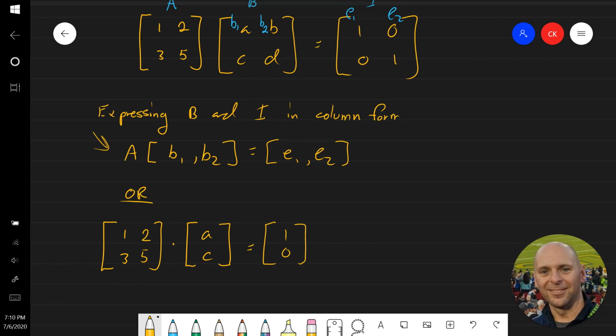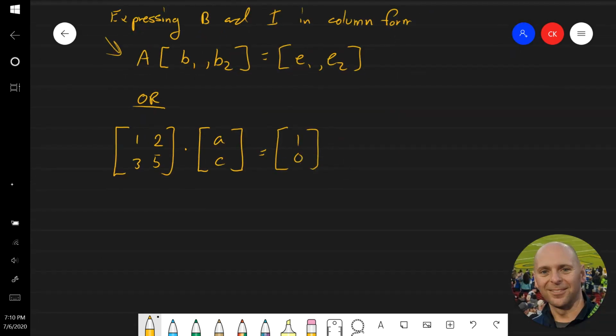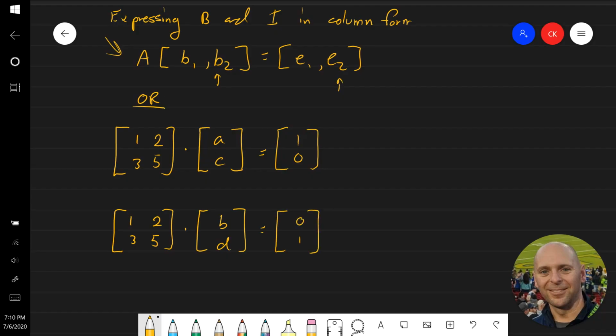And there's another piece to this, which is A times B2. So 1, 2, 3, 5 times the column B2, which is B, D, and that is equal to E2, 0, 1. So again, extracting that out as well.